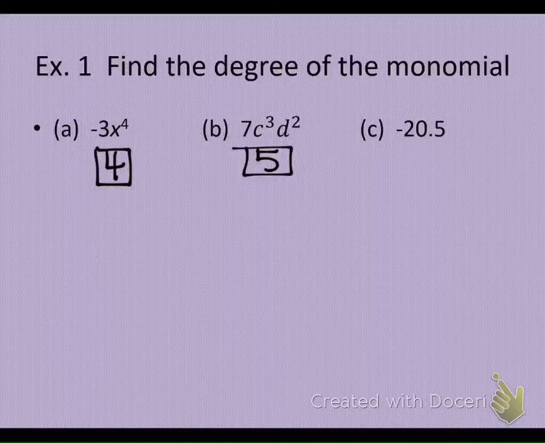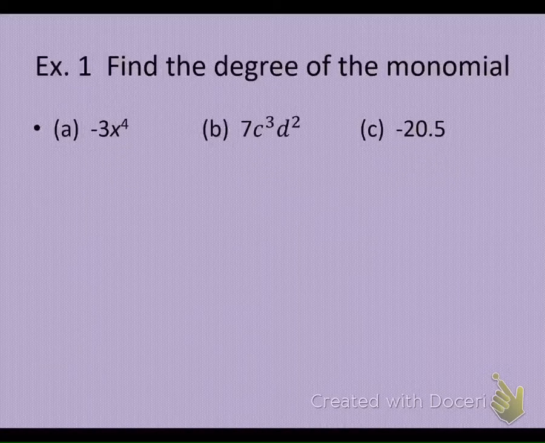0. Very good. Letter C is what we call a constant. It has no variable with it, so it is called a constant. A constant, since there's no variable, has no degree. So if you're given a constant and asked for the degree, it is 0. Now let's look at example number 2.